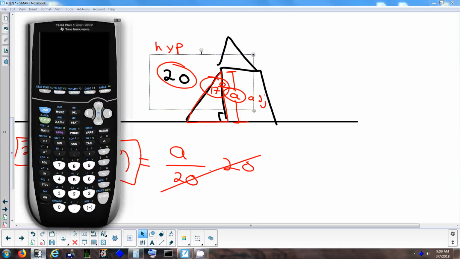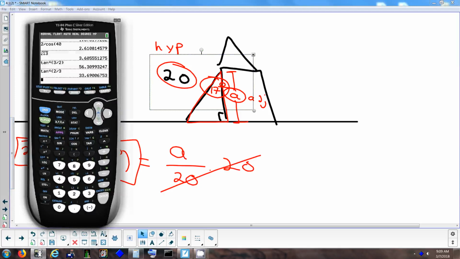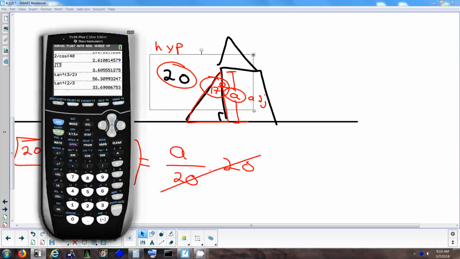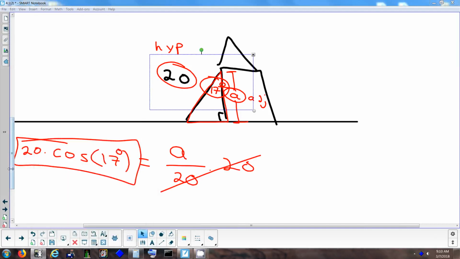So it's going to be a little below 20, but not that much below it. As this angle starts to get bigger and bigger, all of a sudden the height really starts to drop off. But from 0 up to about 20 degrees or so, it doesn't really drop the height of the ladder that much. So 20 cosine 17. The ladder has dropped about a foot. So 19.1 feet.